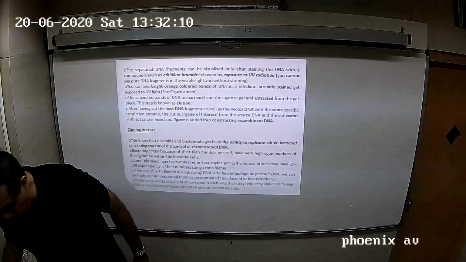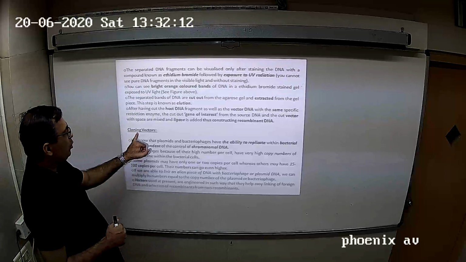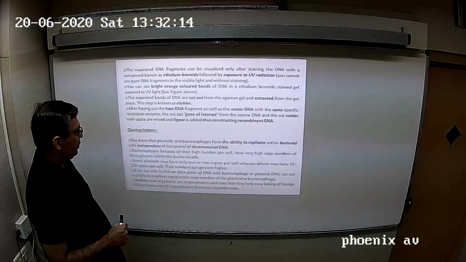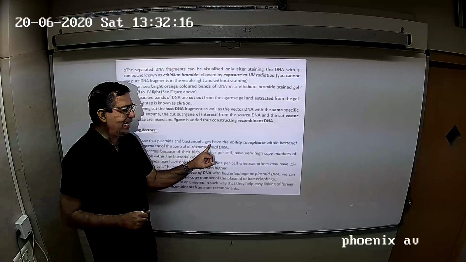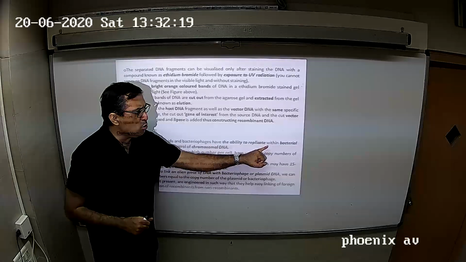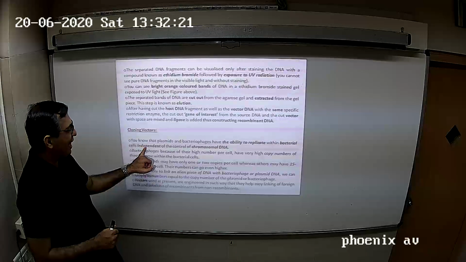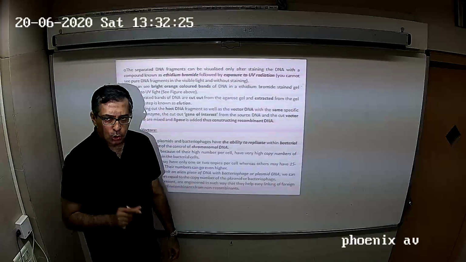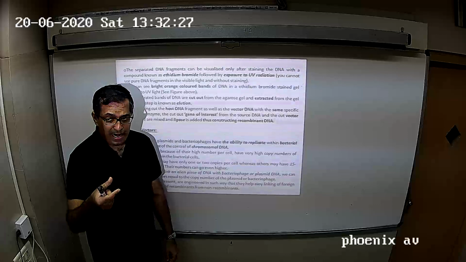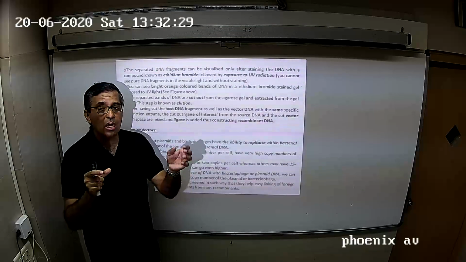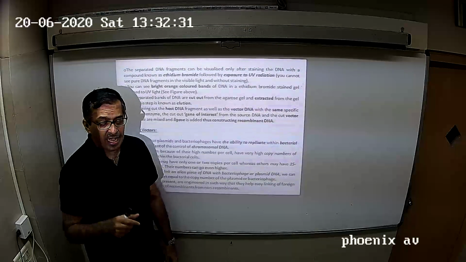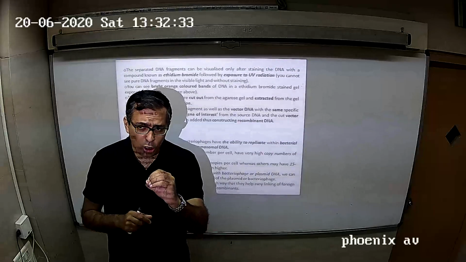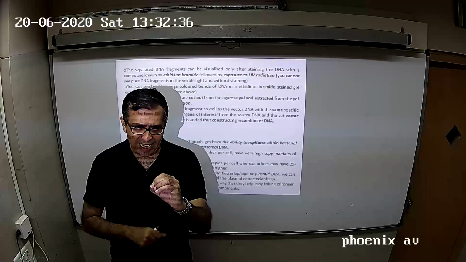So yes, now we have the concept of cloning vectors. Plasmids and bacteriophages have the ability to replicate within the bacterial cells independent of the chromosomal DNA. So a plasmid can replicate without the control of the chromosomal DNA. The question is, what should be a good vector?